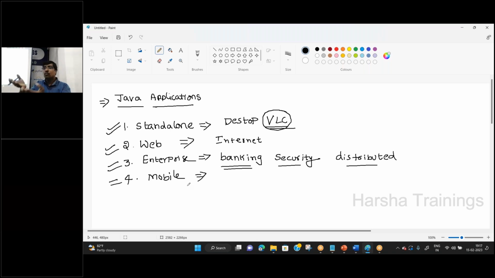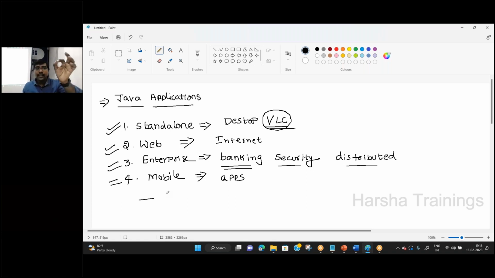That means mobile software. We are using many softwares. For mobile applications, Java is used. Any mobile application, simply mobile apps. Now, the first point is clear. Java application. Now, what is the final point?